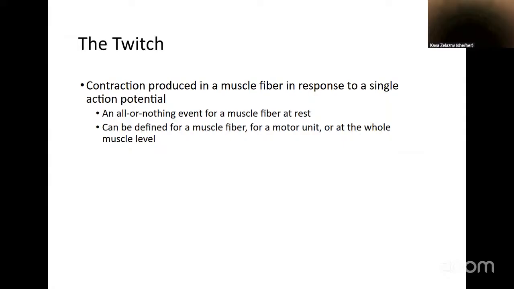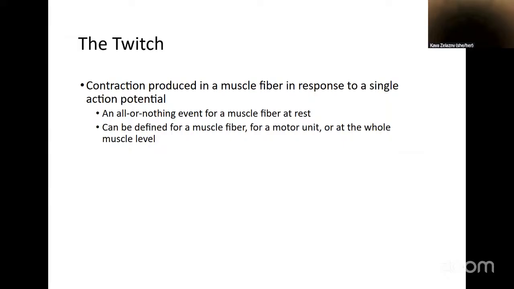So what we're talking about when we say someone twitches, when we say a muscle twitches, is we're talking specifically about what happens when one action potential comes down a motor neuron and then a muscle fiber, right? So this is going to be an all or nothing event, kind of like our action potentials in our neurons were all or nothing events. We're going to think about our twitch as happening or not happening to any given muscle fiber at rest.